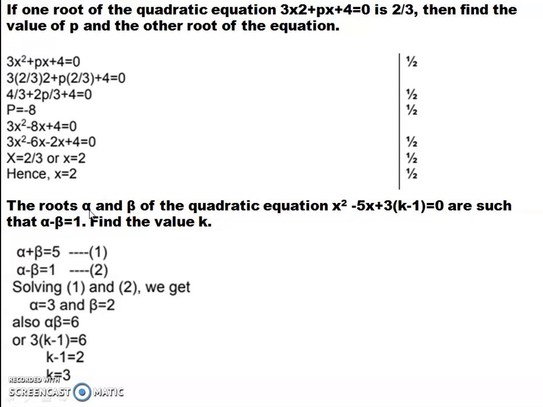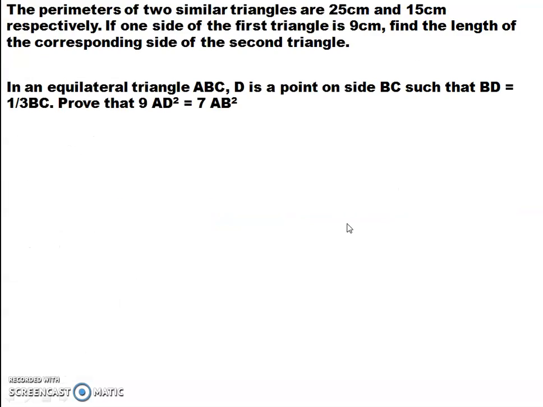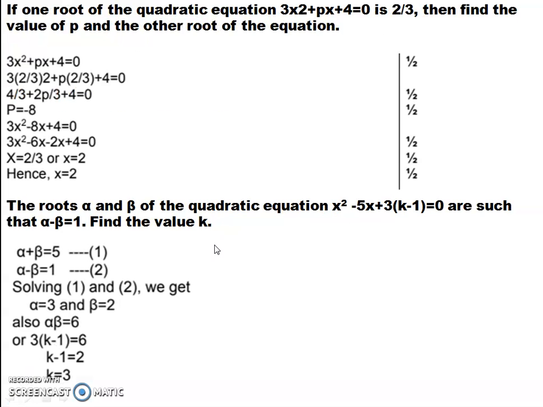Next one. The roots alpha and beta of the quadratic equation x square minus 5x plus 3 into (k minus 1) is equal to 0 are such that alpha minus beta is equal to 1. Find the value of k. Students, alpha minus beta is given as 1. From the chapter polynomials, you know that alpha plus beta is equal to minus b by a. b is 5 here, a is 1. So, minus b by a is 5, so alpha plus beta is equal to 5. Solving this, you will get alpha is equal to 3 and beta is equal to 2.